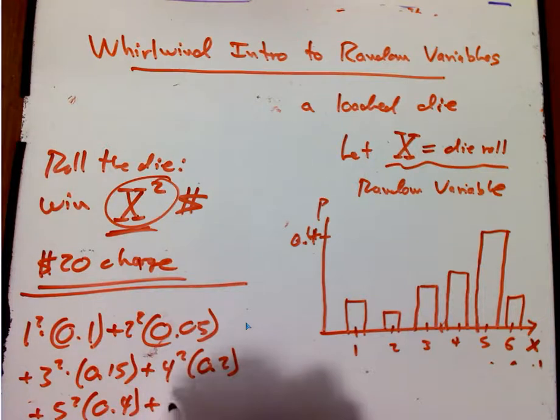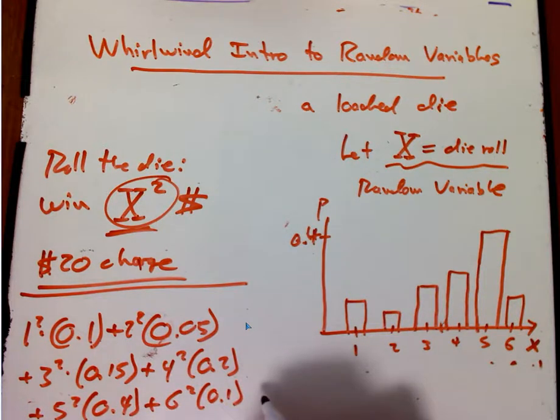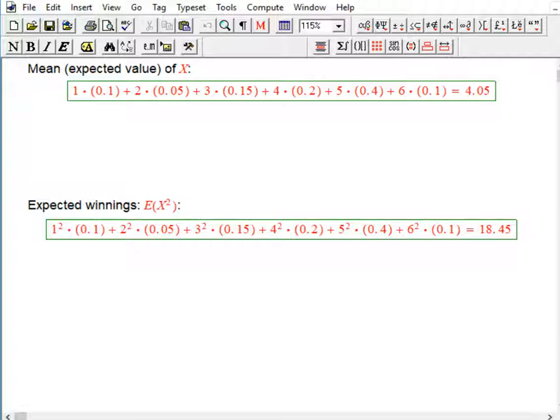Okay. I don't want to get any further down than that. My little reminder of where to stop is a little messed up today. But hopefully that's okay. And I have that calculation right here. It turns out that on average you're going to win $18.45.